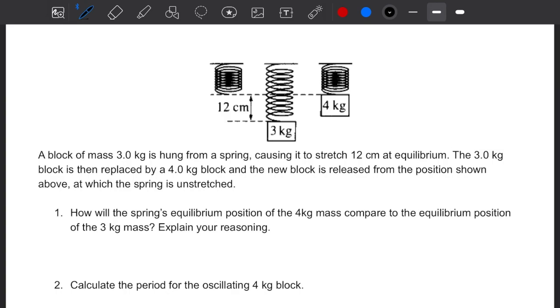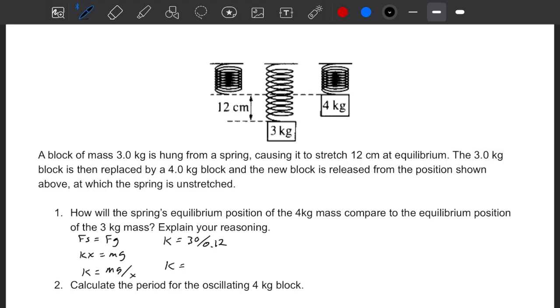How will the spring's equilibrium position of the 4 kilogram mass compare to the equilibrium position of the 3 kilogram mass? Explain your reasoning. On an FRQ, I'd really want you to write this out in words, but I wanted to demonstrate in this question, where's the information coming from? So let's first determine what the spring constant is, because what we see is the displacement is 0.12 meters. We know the mass is 3. We know the acceleration of gravity is 10 when we're on Earth.